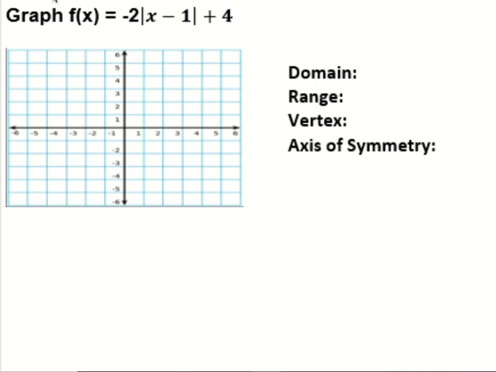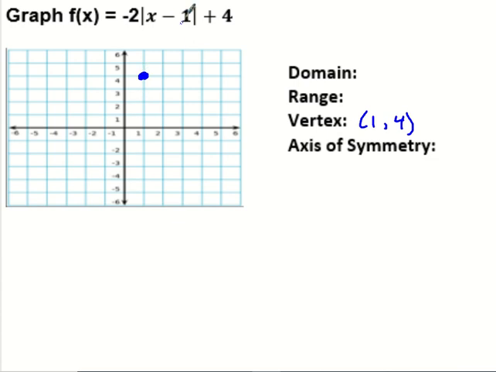Okay, so I am going to graph this without making a table. So first what I want to do is find my vertex. Well, my vertex is just negative h, k. So I have to take the opposite of what's inside the absolute value brackets. So because this is -1, my vertex is going to start at +1. And then the k value is my y. So my vertex is at 1, 4.